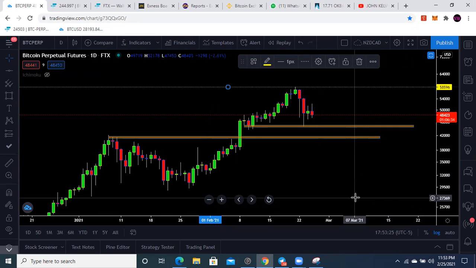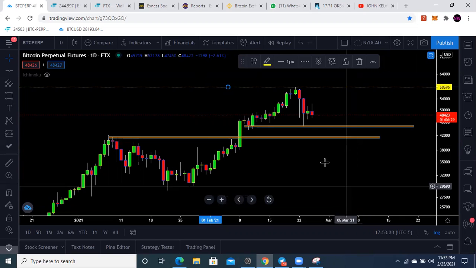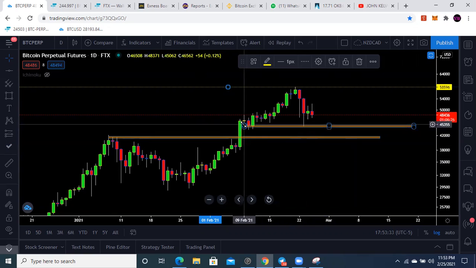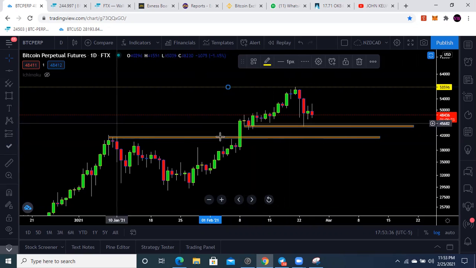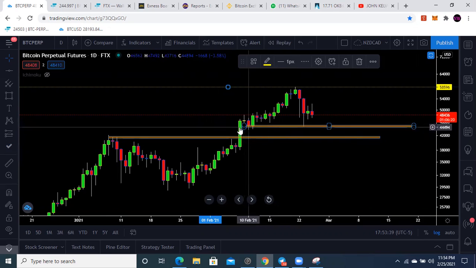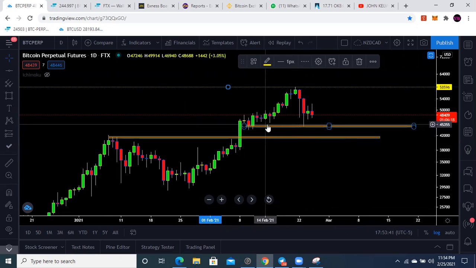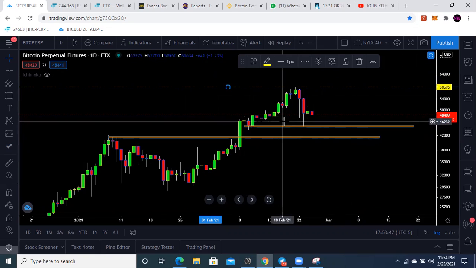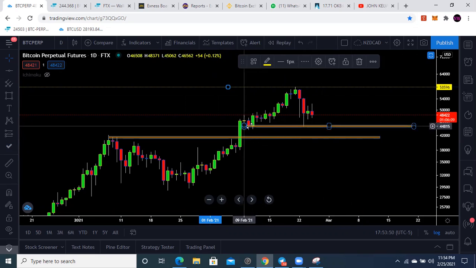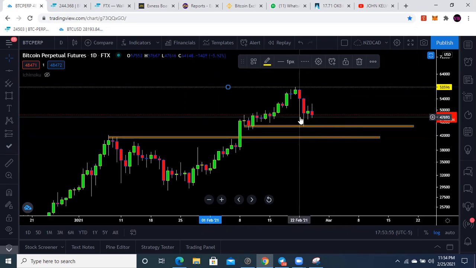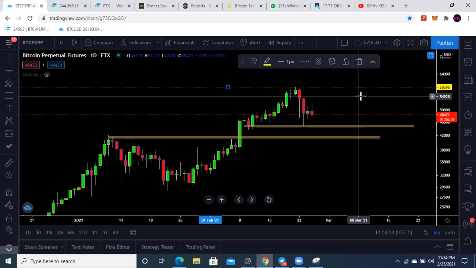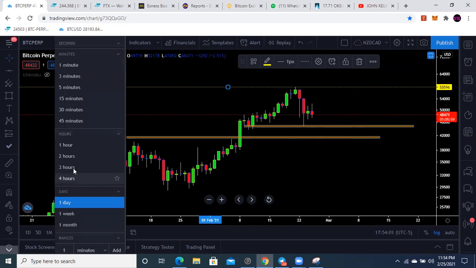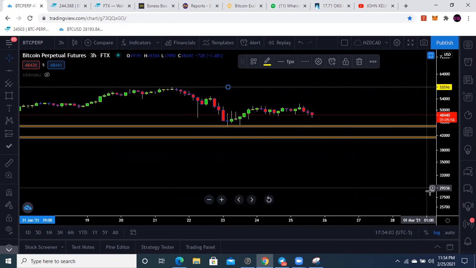So now this is what is happening. One thing that is very important is price. If price doesn't break below this level or doesn't come down to this level, we're going to see a push back to the upside. Take note of that. If price doesn't come down to this level and break below it, we're going to see a push back to the upside. So let's go to a lower time frame to see what we should be expecting.